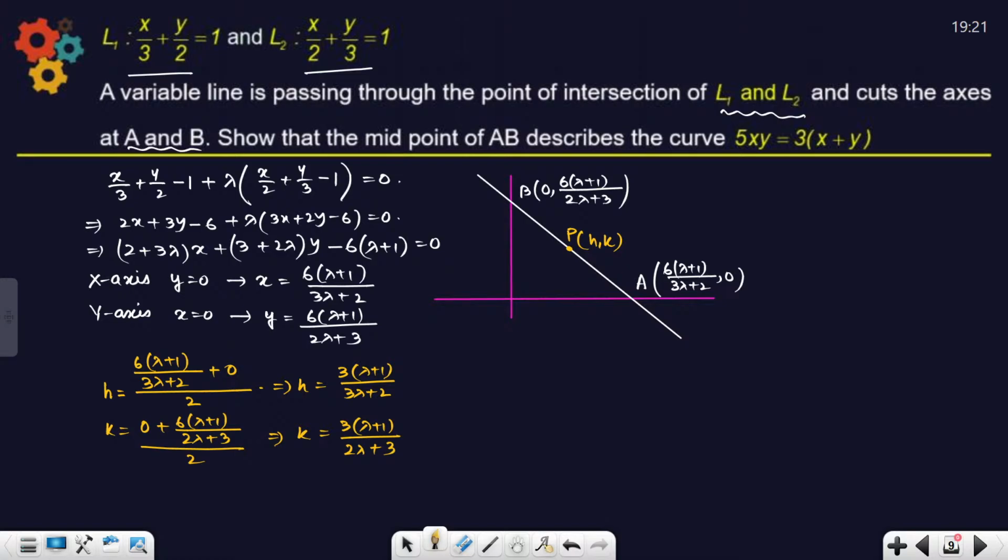Now we are trying to find out the locus of point P. So we need a relation in H, K and constants. From these two equations, we can easily see that if you remove lambda, then the game is over. Okay? So how to remove the lambda? You can do it in various ways. You have to remove lambda from these two equations. Can you tell me how you will remove lambda from here?